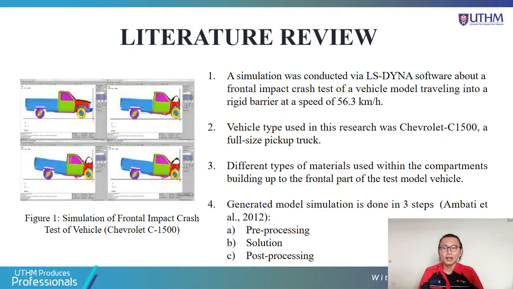Now, I'd like to summarize the literature review of these two research journals that I've included in this video presentation. As for the first journal, titled Simulation of Vehicular Frontal Crash Test, I have summarized that a simulation was conducted via LS Dyna software, and it is about a frontal impact crash test of a vehicle model traveling into a rigid barrier at a speed of 56.3 km per hour. So, the vehicle type used in this research was Chevrolet C1500, which is a full-size pickup truck.